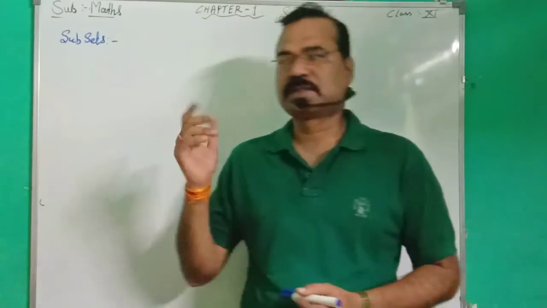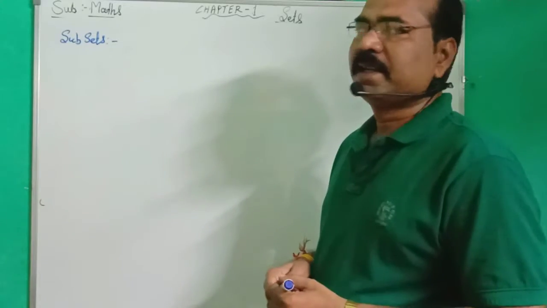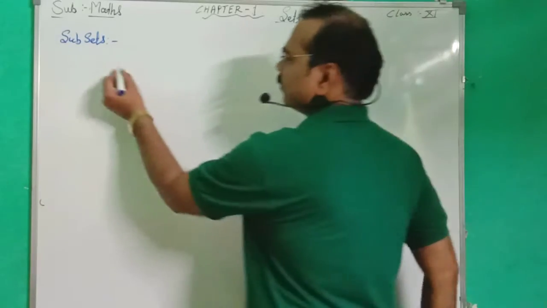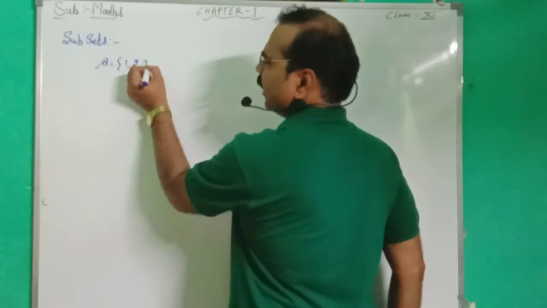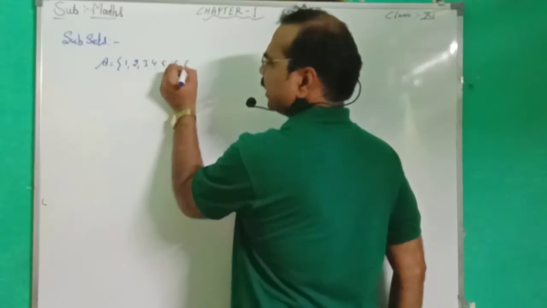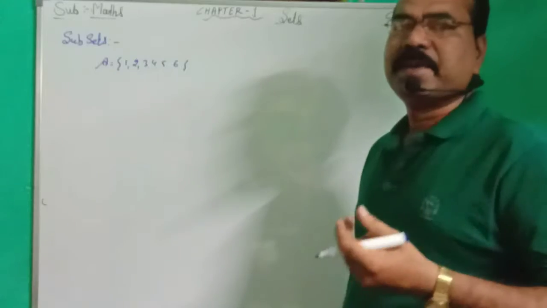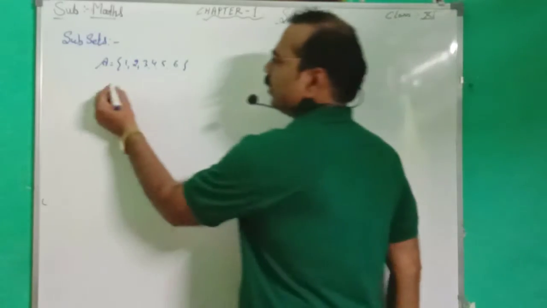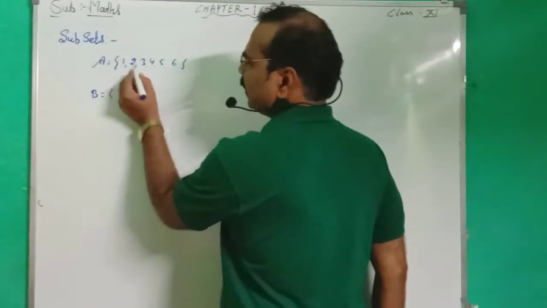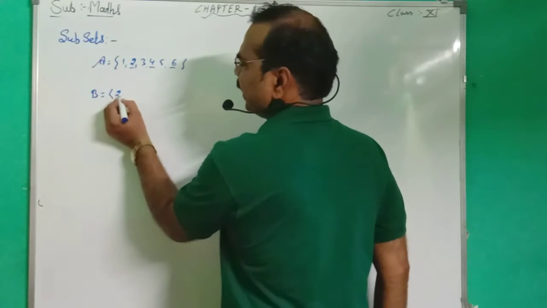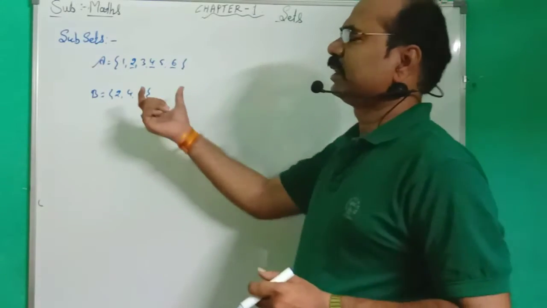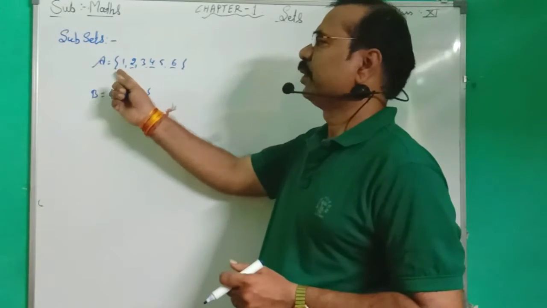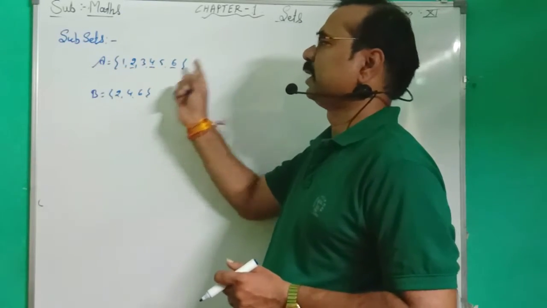Okay, students, how do we explain this? Suppose we take a set 1, 2, 3, 4, 5, 6. That is the set A. And we take some elements from it, like 2, 4, 6. Now look at this, students. Here is a set with the elements 1, 2, 3, 4, 5, 6. That is 6 elements.